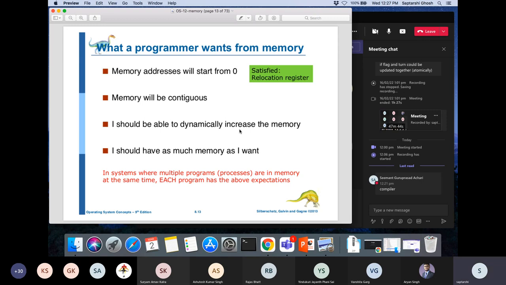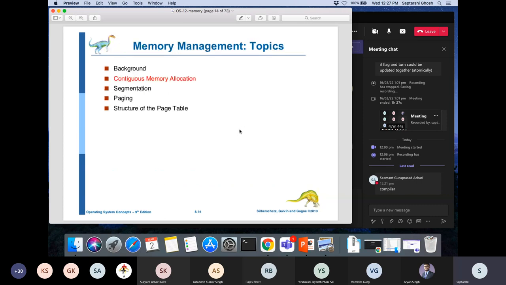So let's go ahead with the second expectation from the programmer's point of view, that the memory will be contiguous. Fine, so let us try to give contiguous memory to every process. Then we will see what the difficulties with that are. So let us go ahead with contiguous memory allocation.